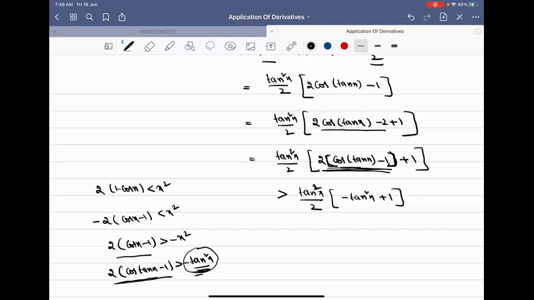Now this is equal to, what can you write? Tan square x by 2 into 1 minus tan square x. Just interchange, 1 minus tan square.